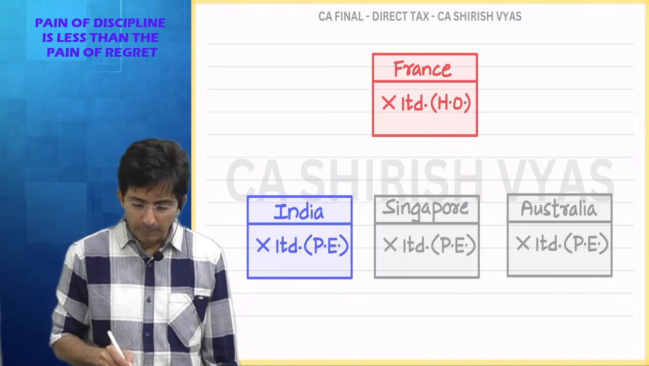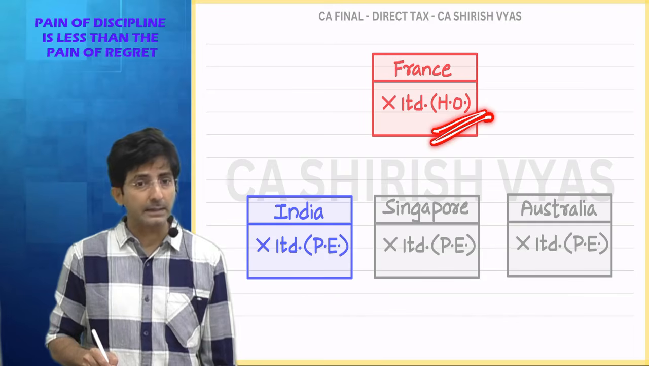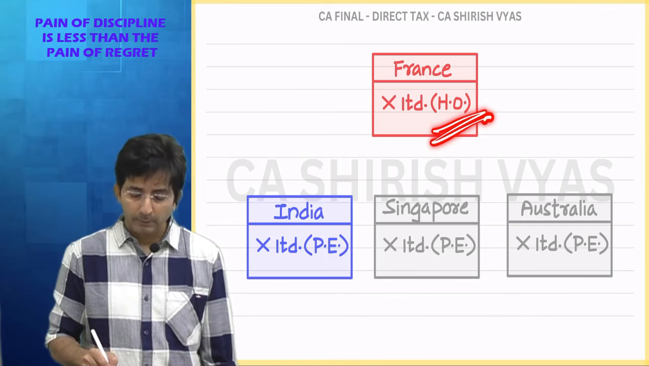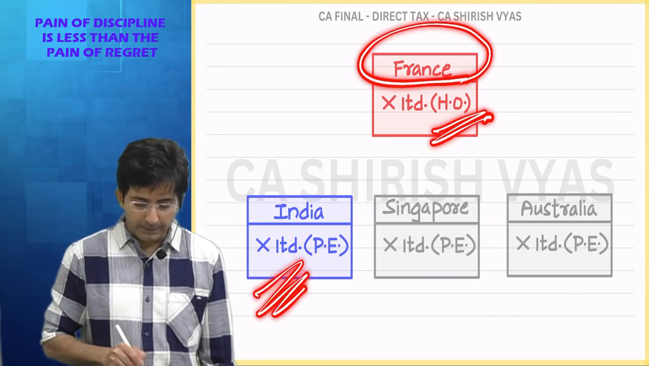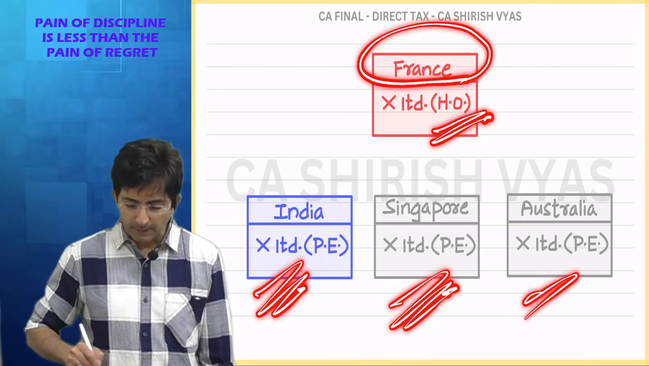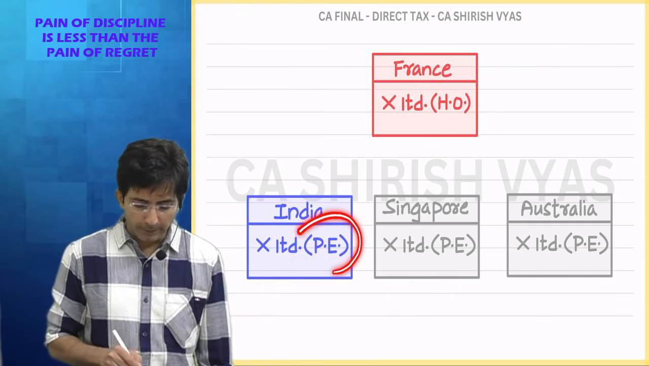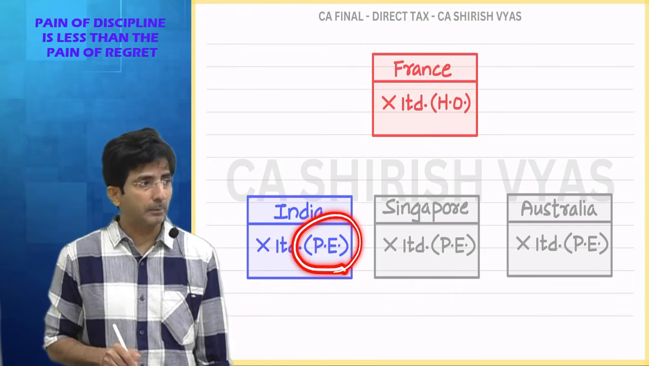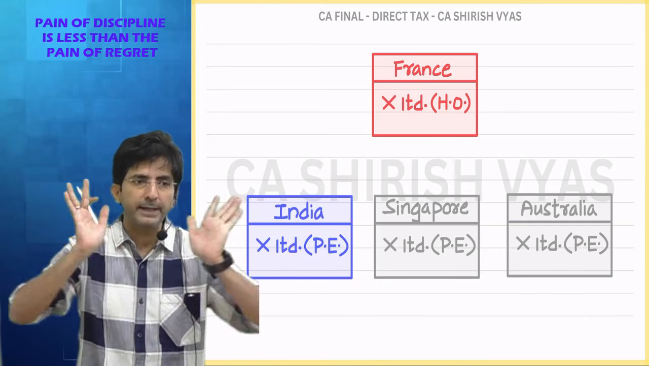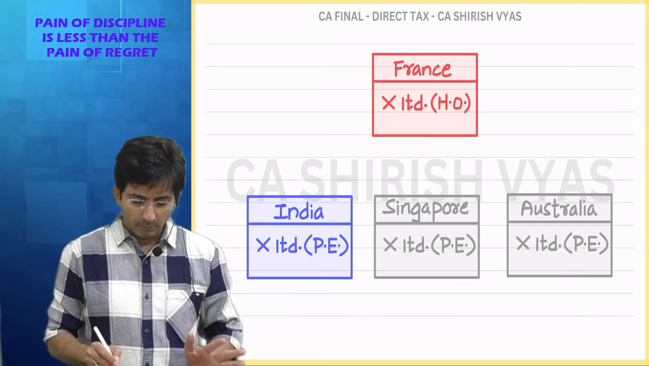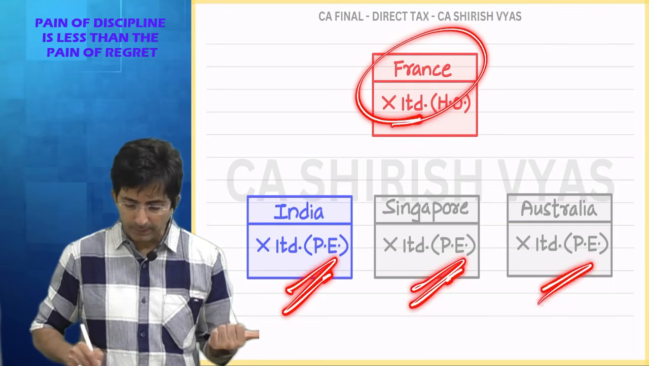So assume there is one big company X Limited. It has head office in France. Can you see HO? The main company is located in France. But it has one branch in India, one branch in Singapore, one branch in Australia. These are the three branches. Branch means we can call it a permanent establishment. Having a branch in another country is like having a permanent establishment there. So see, the France company has one branch in India, one in Singapore and one in Australia.